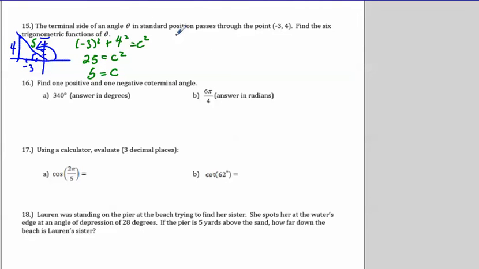So I like to line them up. SOHCAHTOA first, sine, cosine, tangent. And then I like to put the reciprocals right next to them. They're not always in that order, but it's a nice way to organize your work. Cosecant, secant, and cotangent.